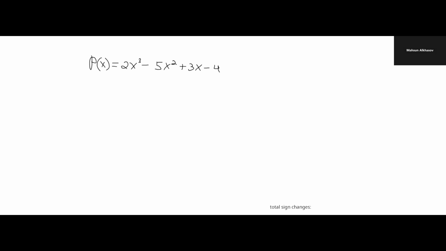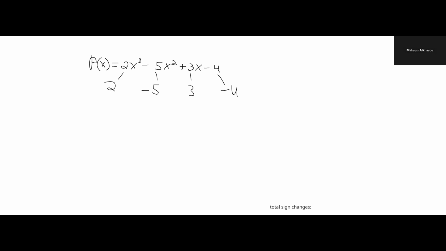Let's take a polynomial p of x, which equals 2x cubed minus 5x squared plus 3x minus 4. So, first of all, let's find its positive roots. We first take the coefficients of the whole polynomial. So here we have 2, minus 5, 3, and minus 4.